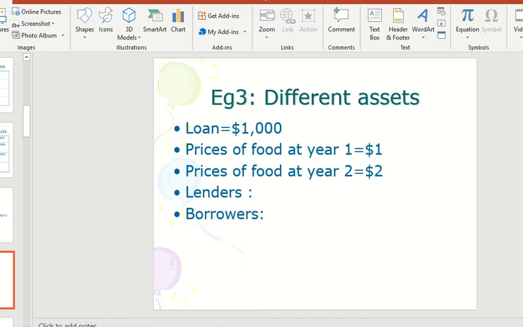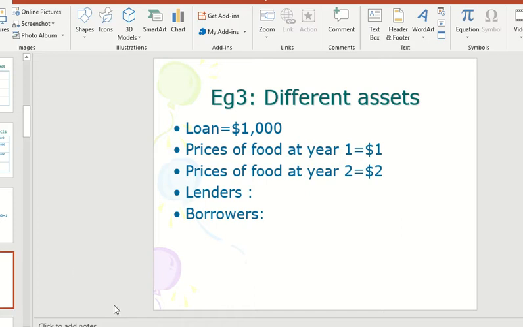So now let's turn to the last example. Lenders and borrowers. Borrowers tend to benefit from an inflation, whereas lenders tend to get hurt by an inflation. So here's a simplified scenario. We have a loan, $1,000, that is made in year one. So lenders lend $1,000 to borrowers in year one. Borrowers repay the loan in year two. We assume that there's only one type of good in this economy, food. So that means the price of food is simply the price level of this economy.